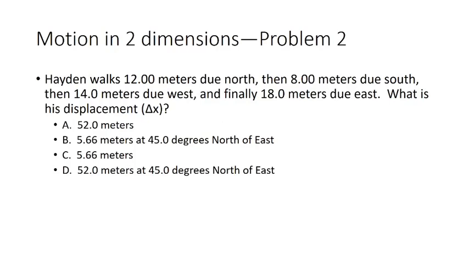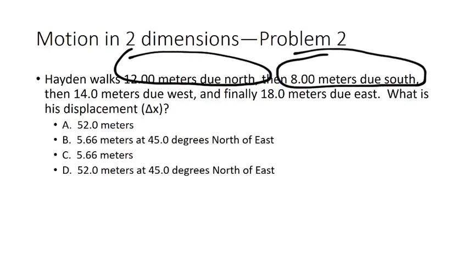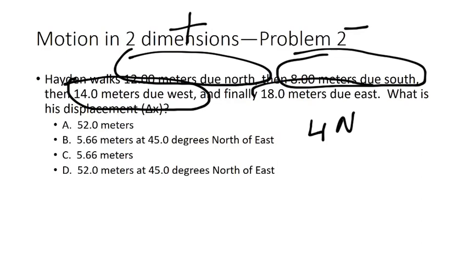So to calculate displacement, we're going to need to, first of all, combine together movements that are in the same plane. So for example, 12 north and 8 south are in the same plane. We're going to think of north as positive and south as negative. So in this case we have 12 north minus 8 south. So we end up with a net north-south displacement of 4 to the north. Alright, we can also combine the 14 meters west and the 18 meters due east. We'll think of east being positive to the right and west being negative. So when we combine those two together, we end up with positive 4, or 4 meters to the east.